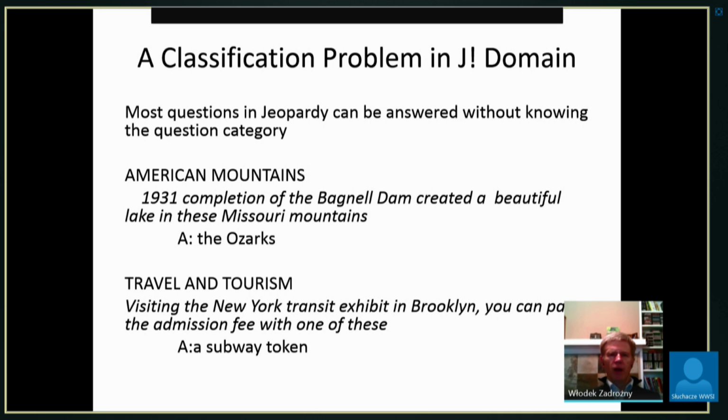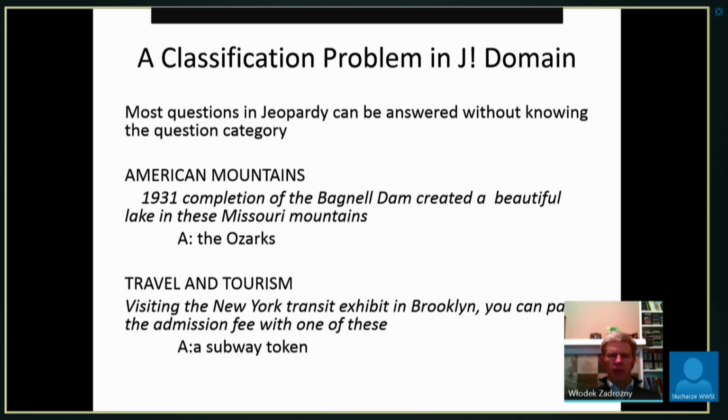So for example, we have this question in the category American Mountains, and it says, 1931 completion of the Bagnell Dam created a beautiful lake in this Missouri mountains, and the answer is the Ozarks. And this can be answered without knowing the category, because the lexical answer type, these Missouri mountains, is a subtype of American mountains. So the information in the category in this case is redundant.